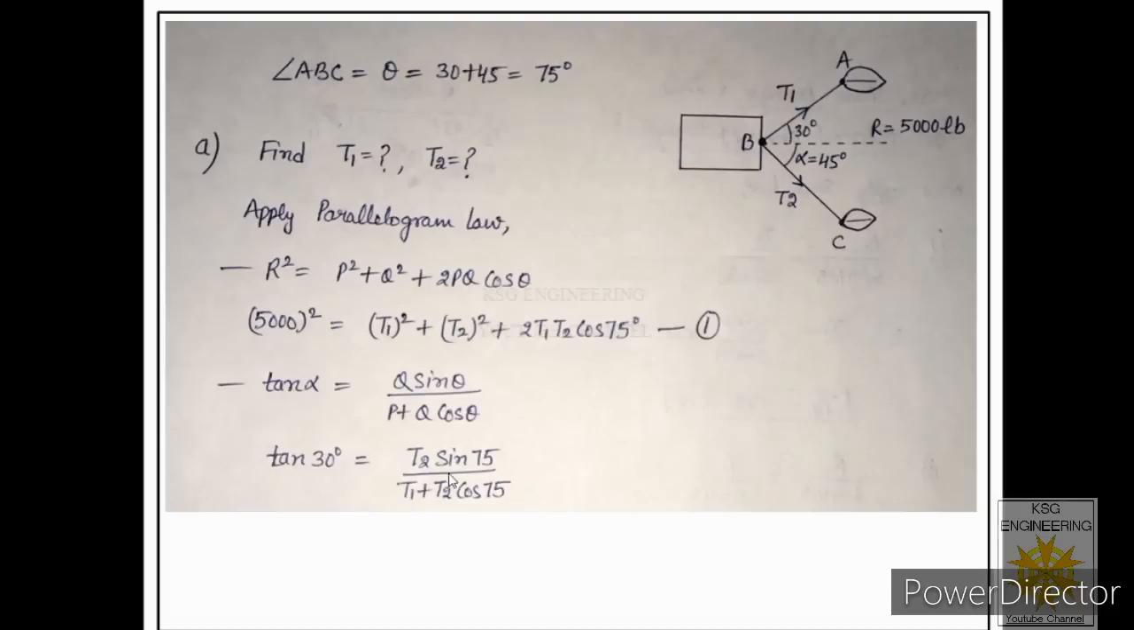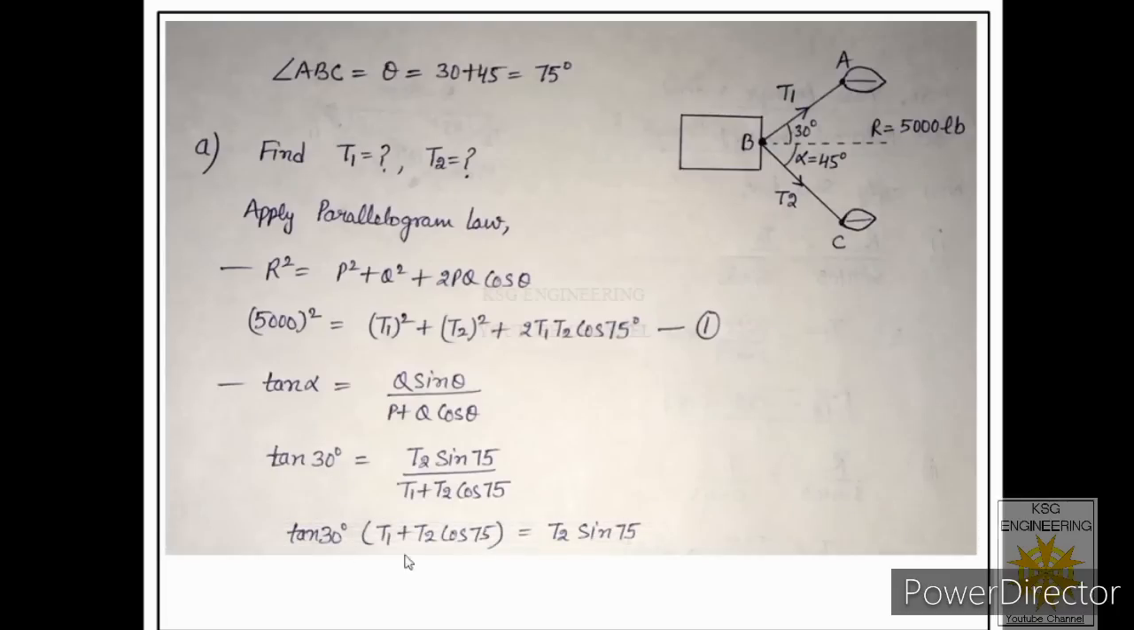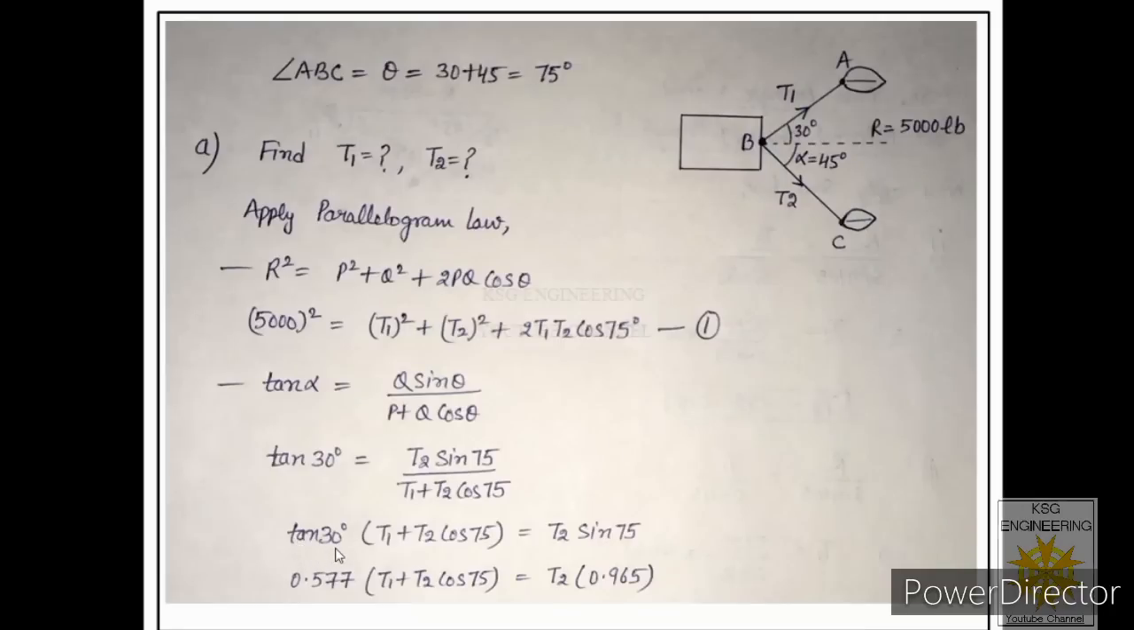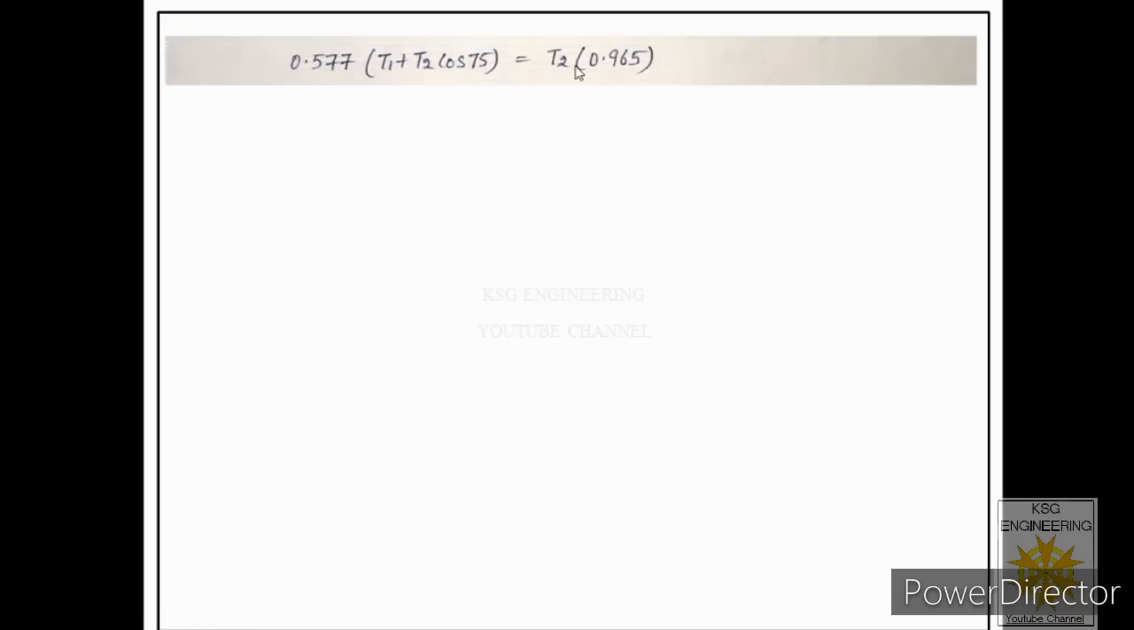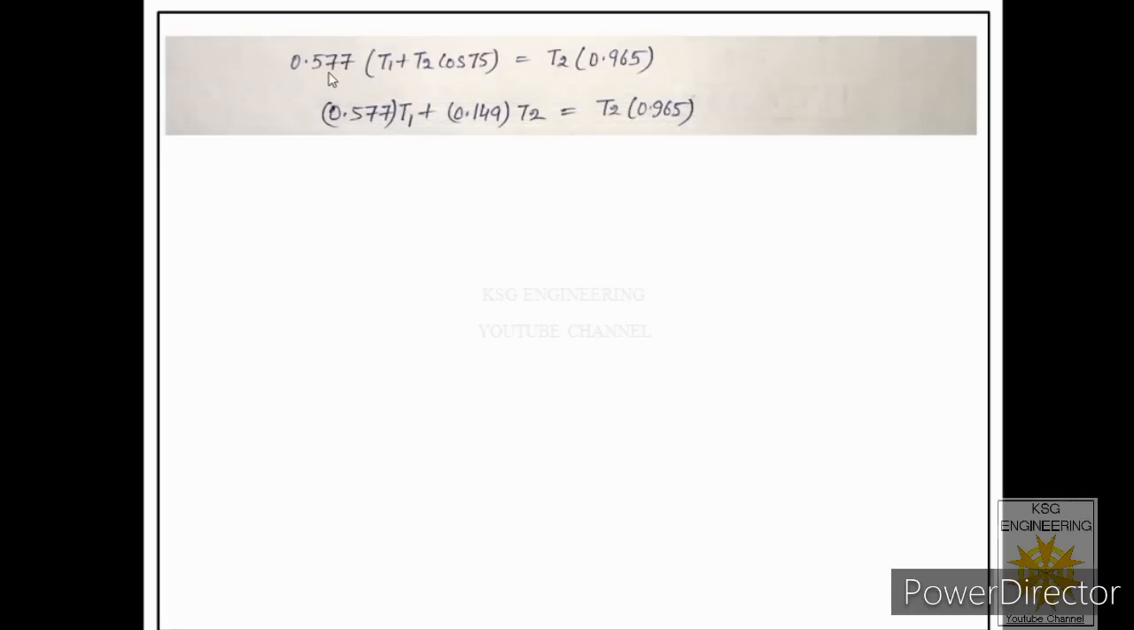After this, we will shift this particular denominator to the left hand side of the equation. You see, we have shifted this to the left hand side. Now we will multiply tan 30 with T1, then we will multiply with T2 cos 75. See, we have converted tan 30 into 0.577, which is its value. I am writing that equation again. After that we will multiply this value with these two. So we have multiplied this with T1 and we have multiplied this with T2 cos 75 over here.